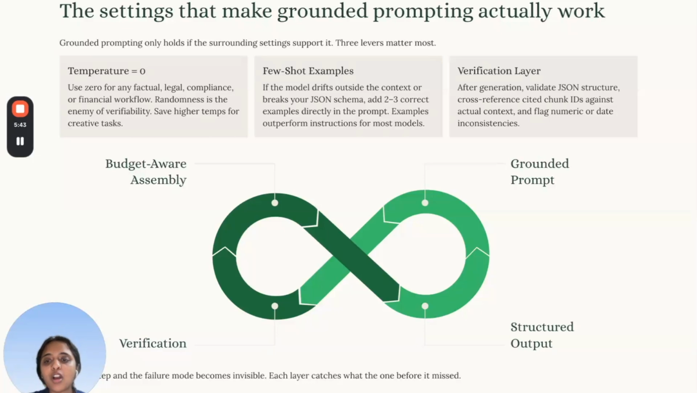So having a combination of budget-aware assembly, grounded prompt, structured output, and verification helps us get the best out of our RAG systems. So that's about prompt budgeting and grounded prompts.